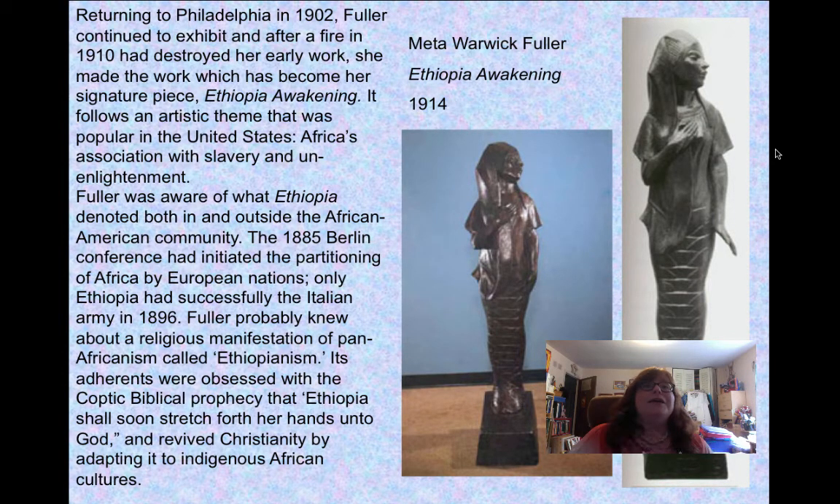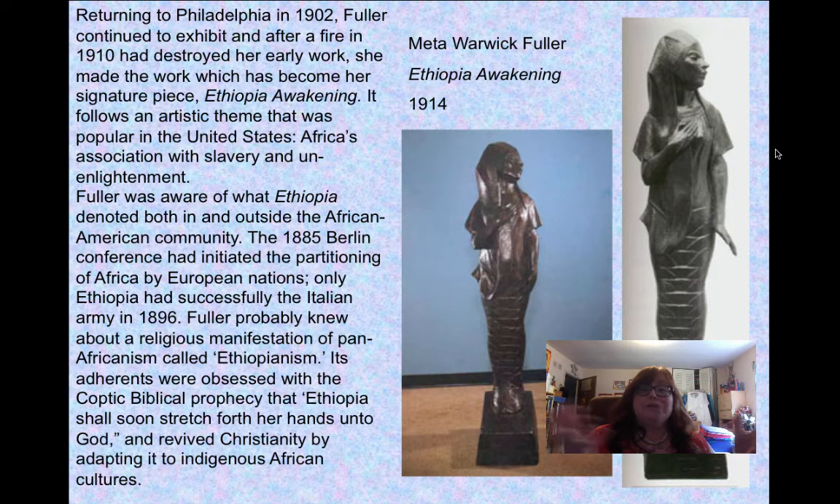So anyway, she came back to Philadelphia in 1902 and unfortunately had a fire in 1910 that destroyed her earlier work. But this piece survives, Ethiopia Awakening. And so this was sort of, as I said, this idea of Pan-Africanism. A lot of people at this time were referring to Africa as Ethiopia. It was just a collective term for Africa, and it also got sort of infused with the idea of Egypt as well.